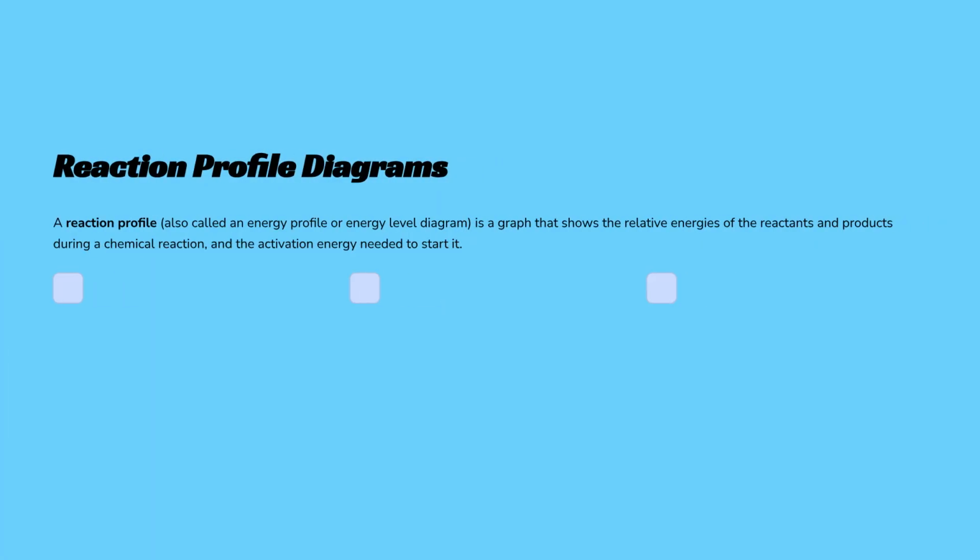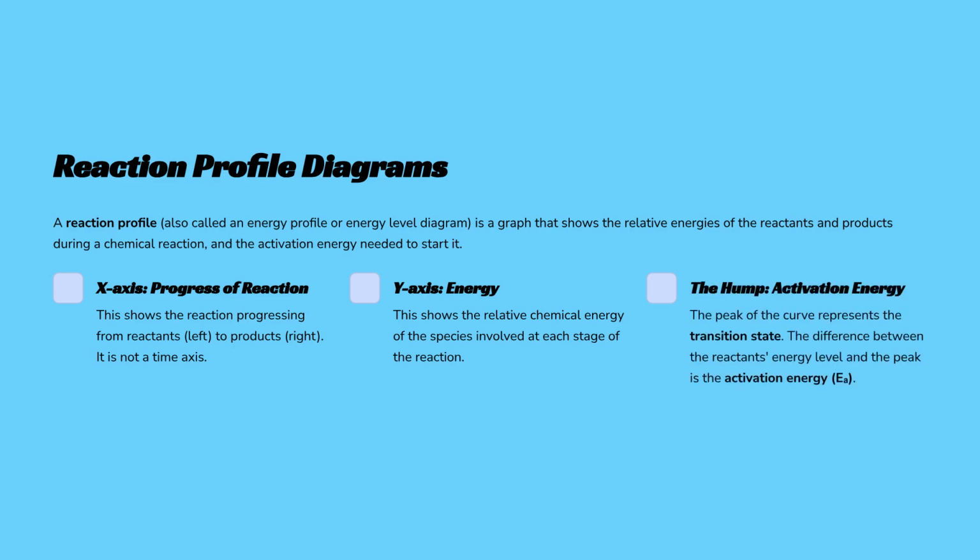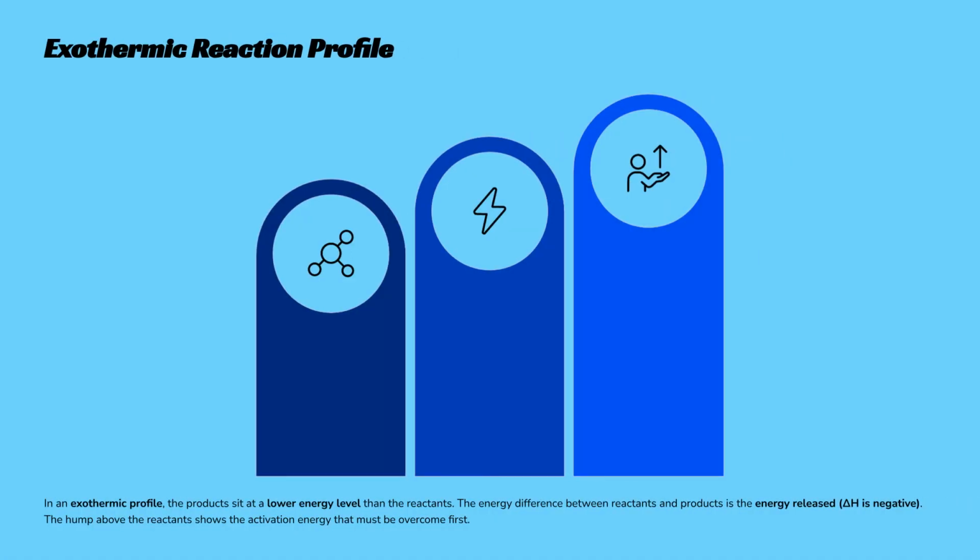A reaction profile diagram plots energy against the progress of the reaction. The x-axis shows progress, and the y-axis shows chemical energy. The peak represents the transition state, and the difference between the reactant's energy and the peak is the activation energy, Ea. In an exothermic profile, products are at a lower energy level than reactants, meaning energy is released, and delta H is negative. The hump shows the activation energy that must be overcome first.